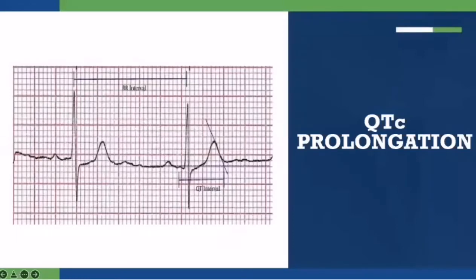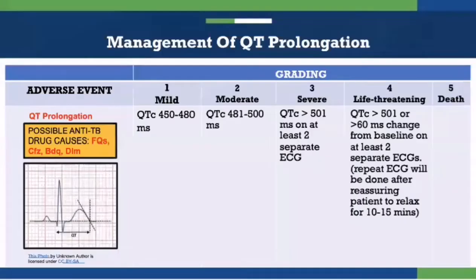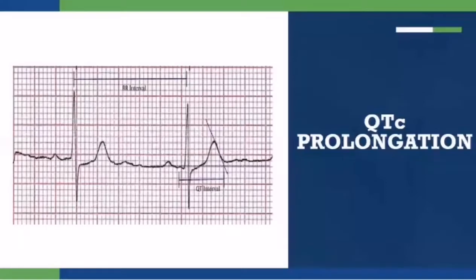Now, what about QTc prolongation? The QT interval must always be corrected for heart rate. The QT interval in an ECG is measured from the start of the Q wave to the end of the T wave. So that is how you are going to measure the QT interval. The normal QTc in males is less than 450, while for females it is less than 470.